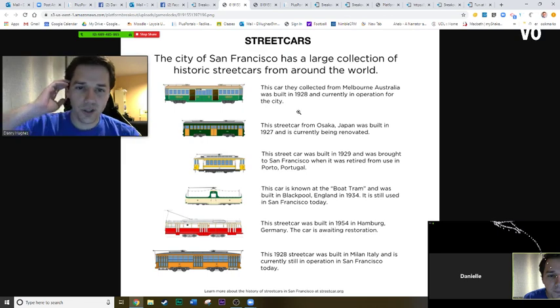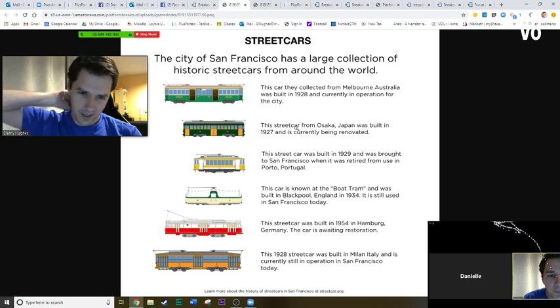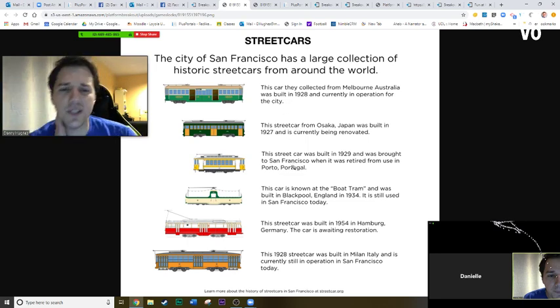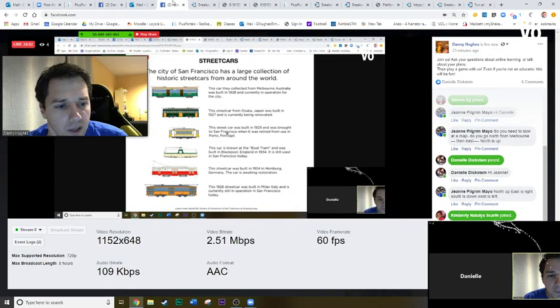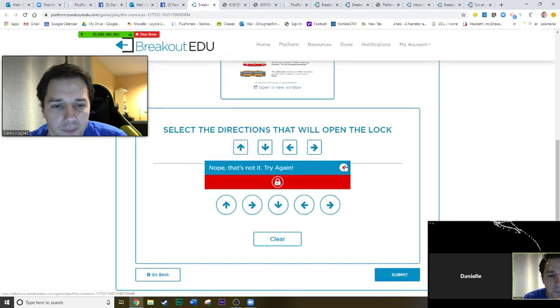Okay, so you're saying that it has to go from Melbourne, we go up, Osaka. Okay, and I see what you're saying there. Osaka, Japan. Okay, so east. Maybe it's east of the city. Streetcar was built in 1929 and brought to South from Portugal. I don't know. Let's just try that. Nope. Okay.